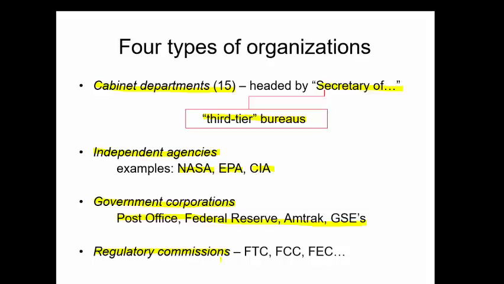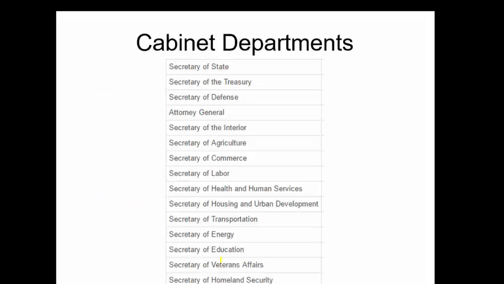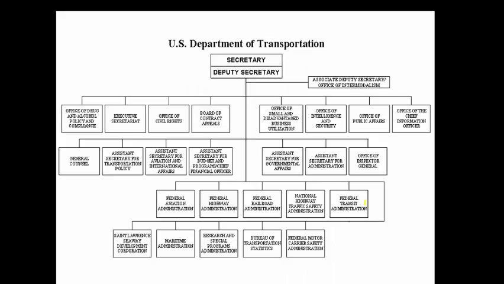So let's first of all get into some examples of the cabinet departments. Here's the 15 cabinet departments. We'll look at several of these and look at their org charts for each one, their structure of how they're organized, and talk about their third-tier bureaus. Here's the U.S. Department of Transportation and its org chart, headed by the Secretary of Transportation.